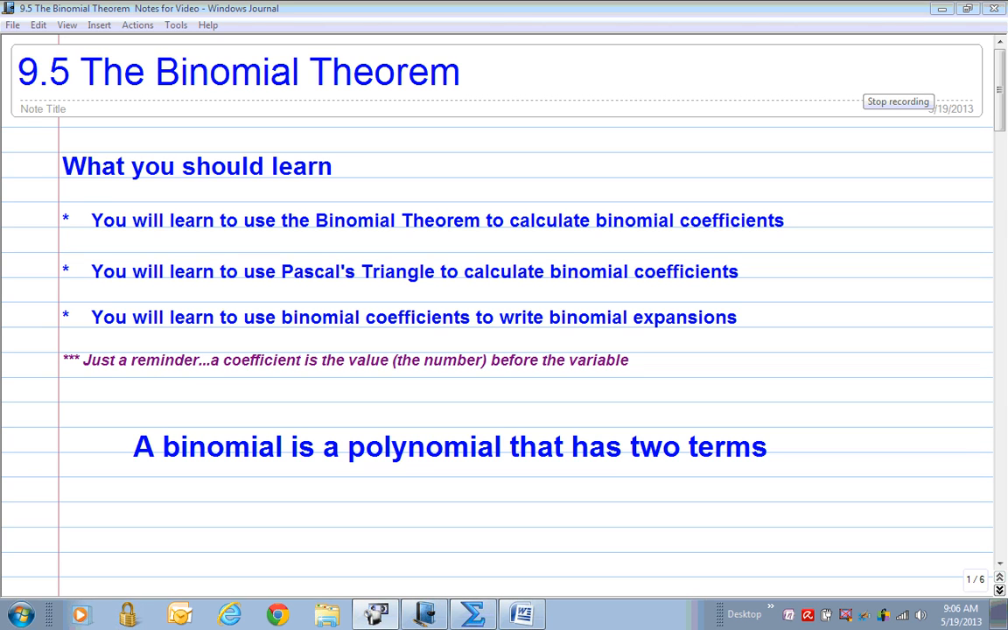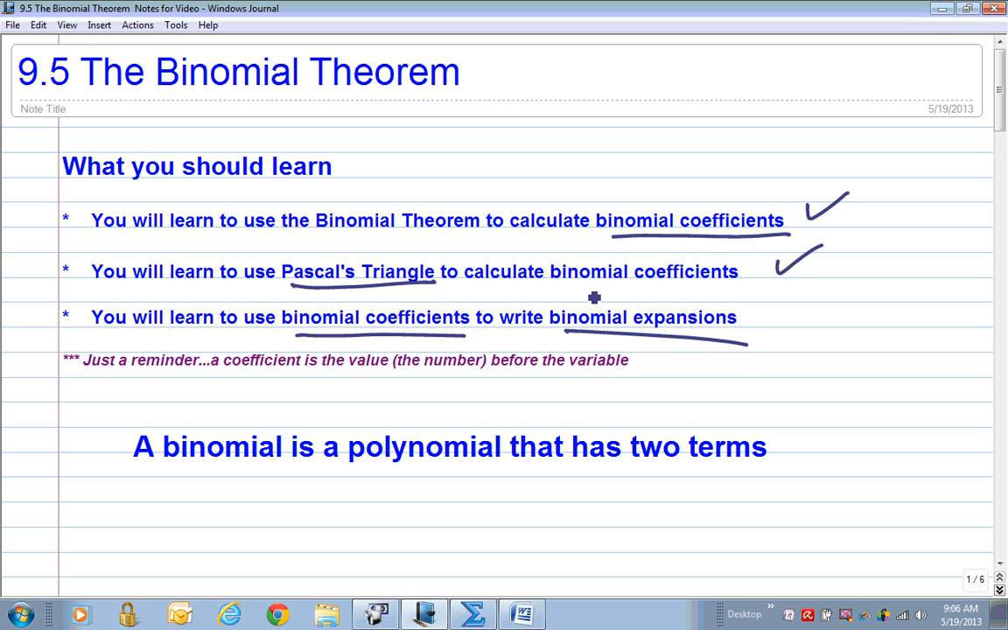All right, this is 9.5 Binomial Theorem. Today you're going to learn about the Binomial Theorem, which is used to calculate binomial coefficients. You're going to learn to use Pascal's Triangle to calculate binomial coefficients, and to use binomial coefficients to write binomial expansions. These are all the key things that you're going to learn from this lesson.